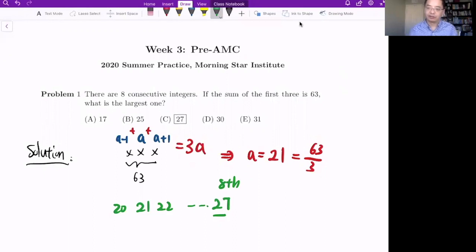So here we just use the fact that if I have 3 consecutive integers, then the sum is just 3 times the middle one, which is clear.